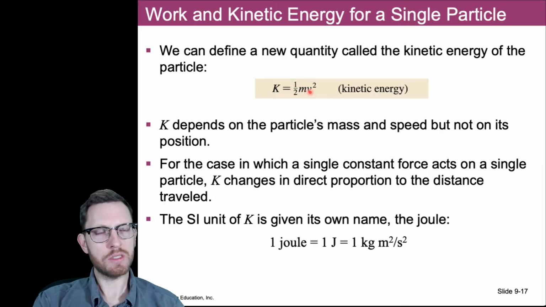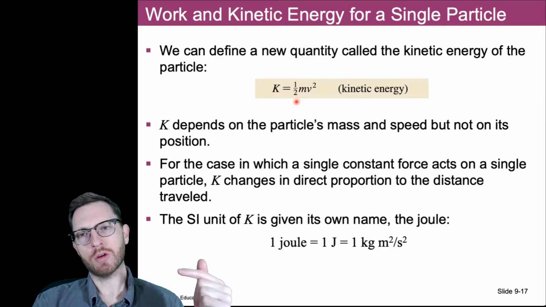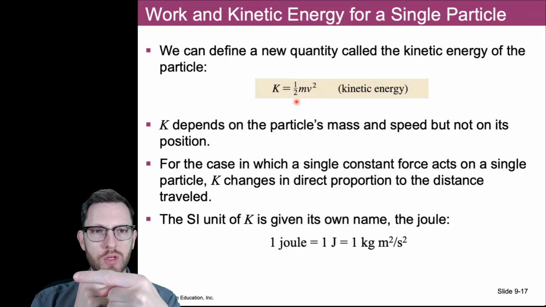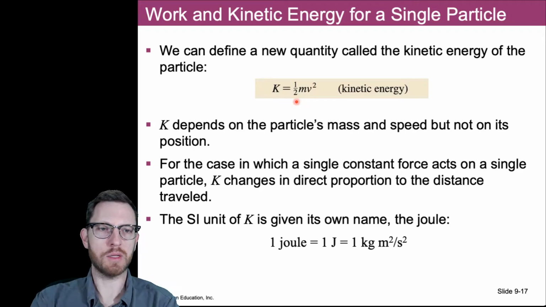And notice that it depends on the speed, not the velocity. This is a velocity squared, and so this is always positive, and so this is just the scalar component of a velocity squared. So that means the kinetic energy for a particle with its velocity pointed one direction and a particle with the velocity pointing the other direction, if those two velocities have the same magnitude and those two particles have the same mass, they'll have the same kinetic energy.